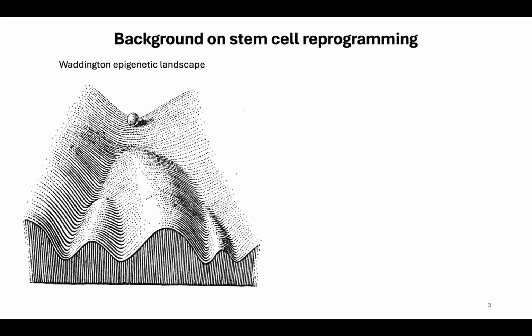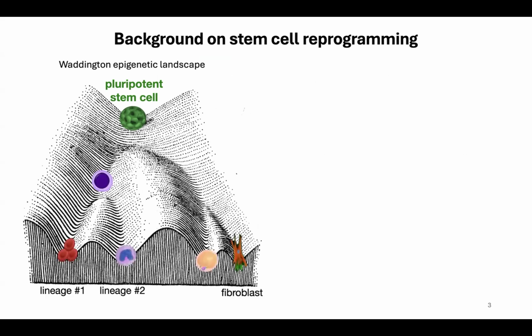So let me get started with background on stem cell reprogramming. I always start with showing the Waddington epigenetic landscape, which is a metaphor to depict the process of cellular differentiation. We can imagine a pluripotent stem cell is at the top of the hill as it has the highest potential. And then at the bottom of the hills are more highly differentiated cells in different lineages. And going up the hill, the differentiation potential increases.